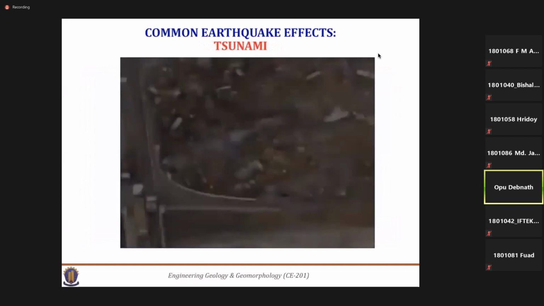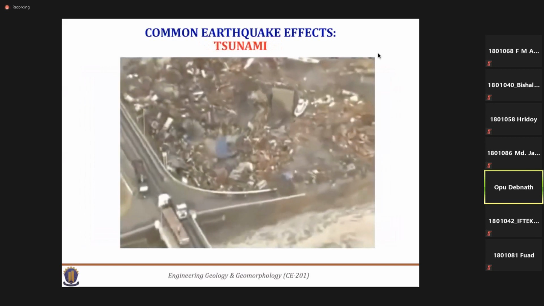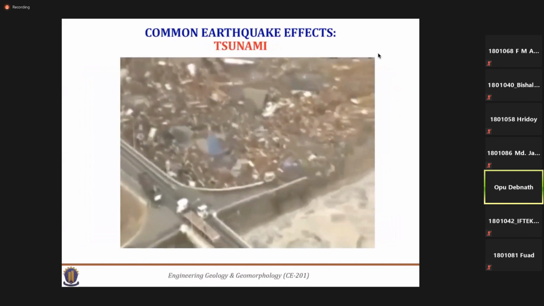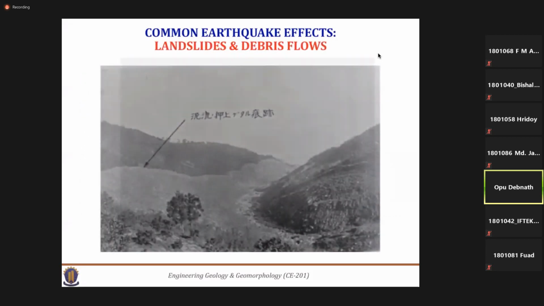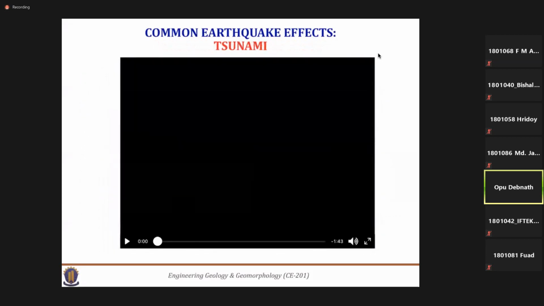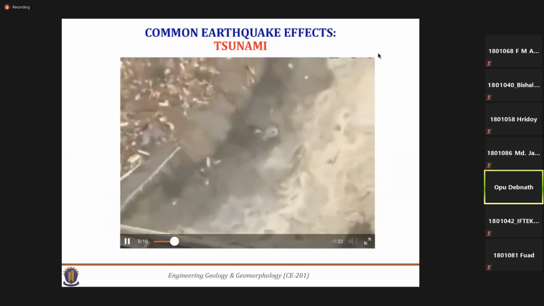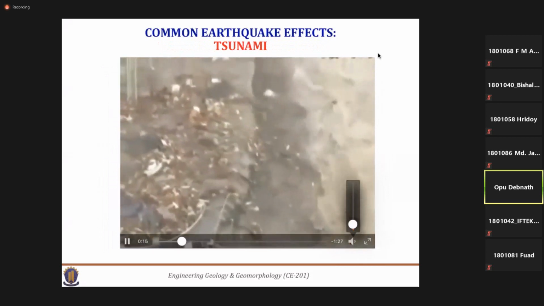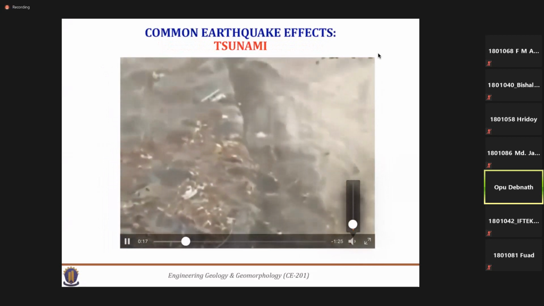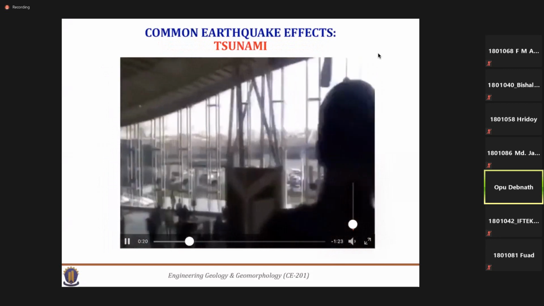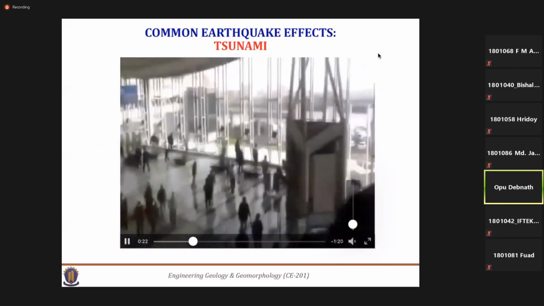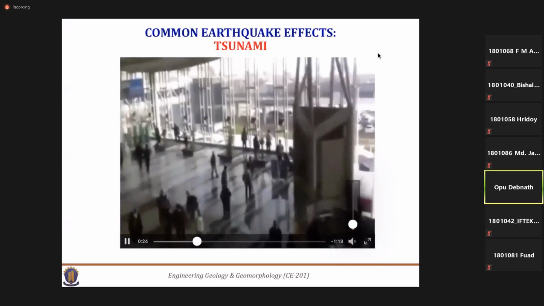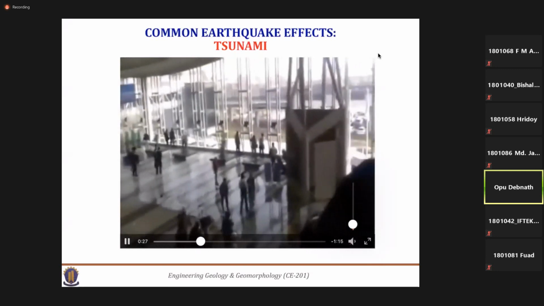So this is an effect of liquefaction. And this is the effect of tsunami, the last one. This is the tsunami. While an earthquake propagates in an ocean bed, that means an oceanic plate, this effect of the tsunami may occur. We will discuss tsunami in detail after the earthquake.